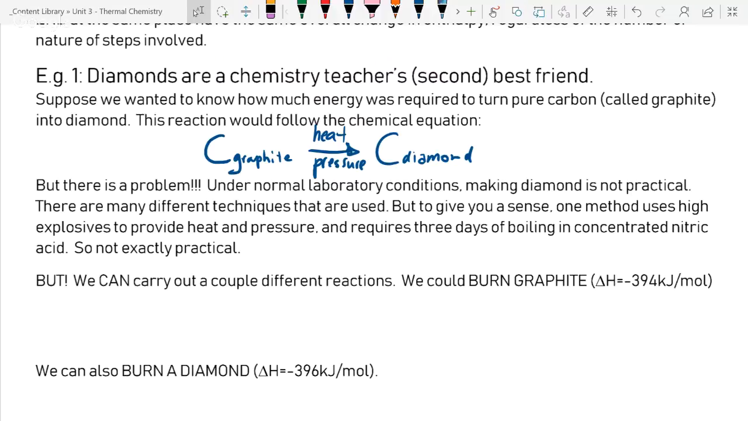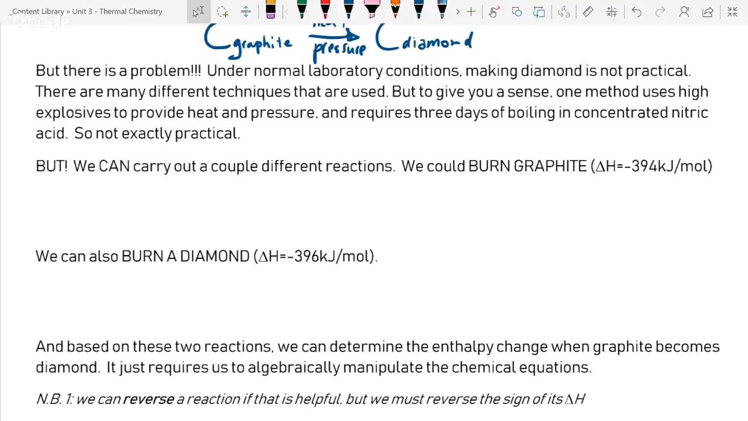But what Hess's law says is this. Just like that bicycle rolling down a hill and then rolling back up a hill, we could say, okay, I can't do this reaction. It's not practical. But I could do 2 different reactions that will end up being able to tell me about this reaction. So what are the 2 chemical compounds involved here? There's only 2. Graphite and diamond.